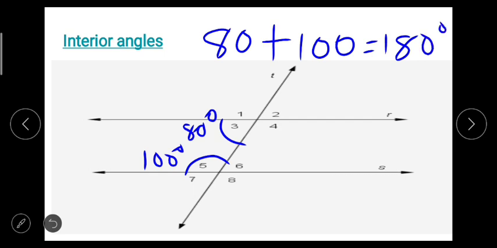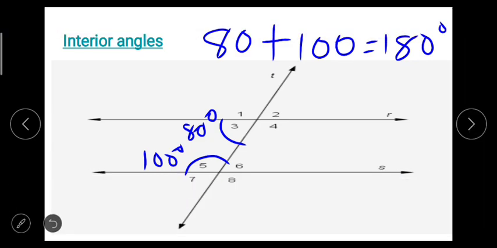It means that you have to subtract this 80 from 180. You will get this. How to cross check this answer? These interior angles are supplementary, meaning their addition should be 180 degrees. So 80 plus 100 is 180 degrees.